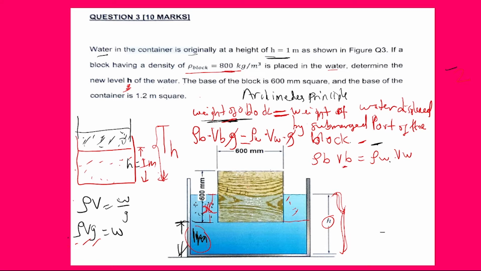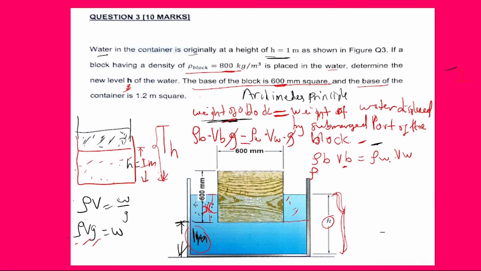Volume of a block, I can get it. How am I going to get the volume of a block? Volume of a block equals the base area times height. What is the base area? Look, where's the block? They give us somewhere here. The base of a block is 600 millimeter square. Let me write it back.